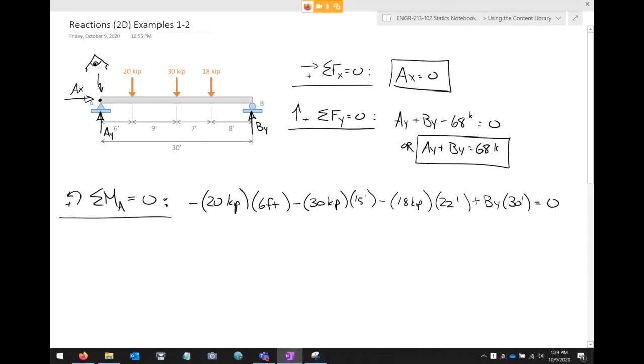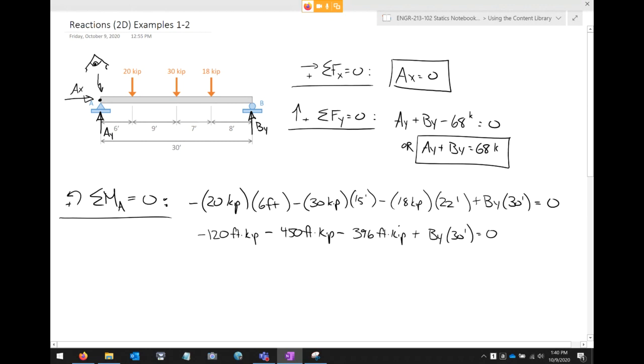And that's got to equal zero, summing all the moments, and that equals zero. And so let's take this one at a time, okay? What is 20 times 6? 20 times 6 is 120, so minus 120, and this is a moment, so these are foot-kips, minus 30 times 15 is 450, minus 18 times 22, was that 396? Let me know if I get a calculation error here. Plus BY times 30 equals zero.